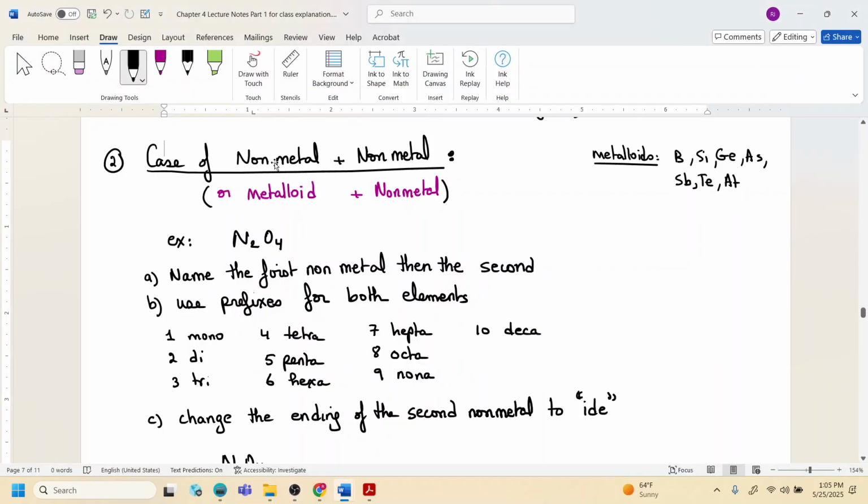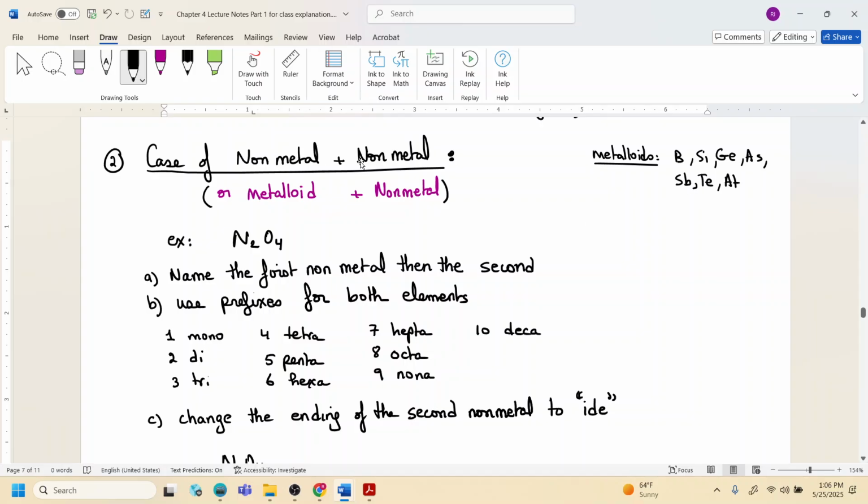For nonmetals, for cases when you have 2 nonmetals that are bonded with each other, or if you have a metalloid that is bonded to a nonmetal. All of these are metalloids. These are between metals and nonmetals. They do have characteristics between metals and nonmetals. So boron, silicon, germanium, arsenic, antimony, tellurium, and astatine. All of those are metalloids. So whatever rules we're going to go over, they are applicable for them as well.